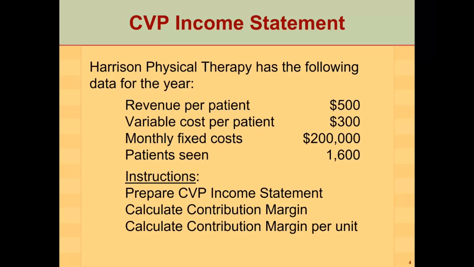That would be the office manager's salary. And then you also need to know the units. In this case, it's patients seen. If you have these four pieces, let me just say that again, revenue per patient, variable cost per patient, the fixed cost, and the units, then you can put a CVP income statement together. So pause the video for just a minute, see if you can put that together and see what the operating income for this month would be.